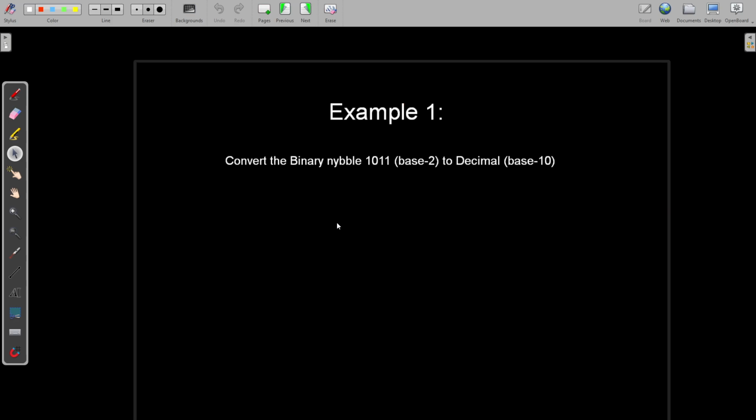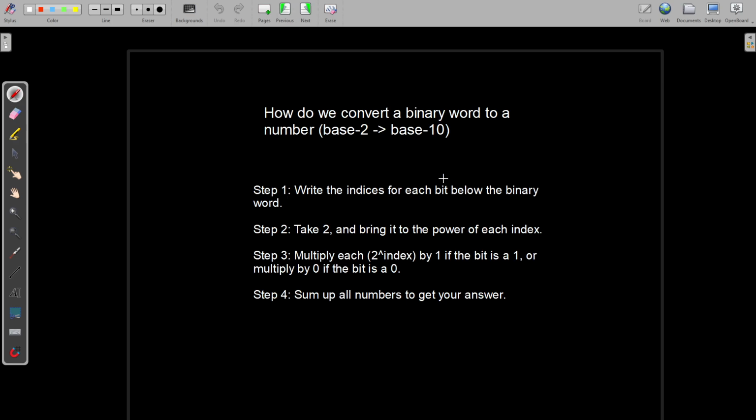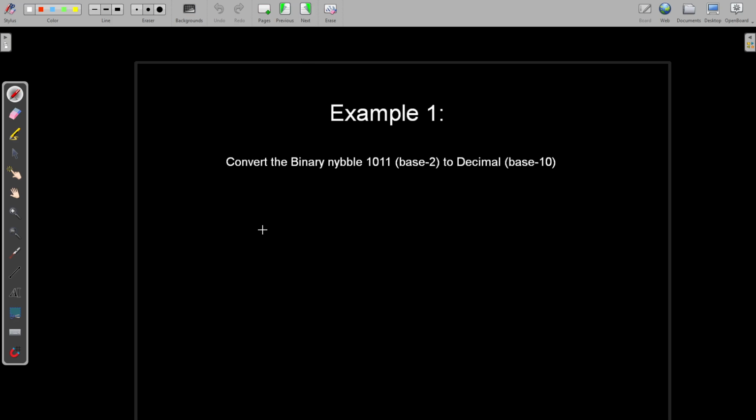We have example 1 here. We need to convert the binary nibble to base 10. And our nibble is 1011. And we want to convert it so that way we can actually know what this number is. So let's get started. Now remember, back in step 1, we need to write the indices for each bit. And first, I'm actually going to write our binary word out. So 1011 is what I really meant to say. Let's go back to step 2.